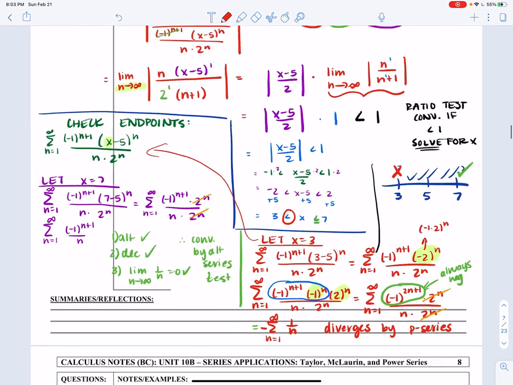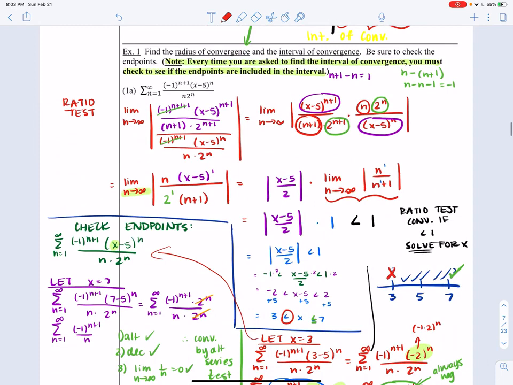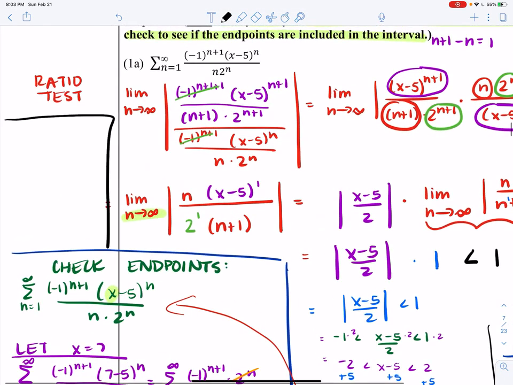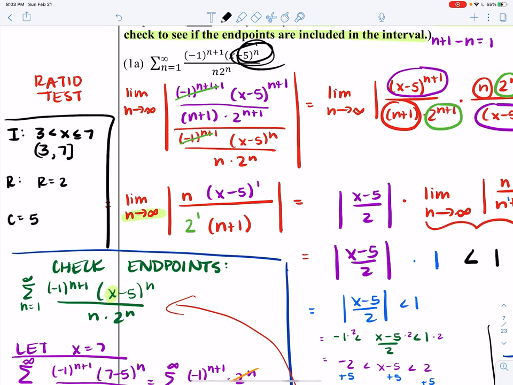So what is your final answer? Because we just did a butt ton of work. I don't have a ton of room, so I'm going right here. Here's our final answer. We know that our interval of convergence is 3 less than x less than or equal to 7. We could also write that as parentheses 3 comma 7 with a bracket. Our radius of convergence, because remember this thing is centered at 5, is going to be 2 units. So the radius is equal to 2. Remember that your center is 5.